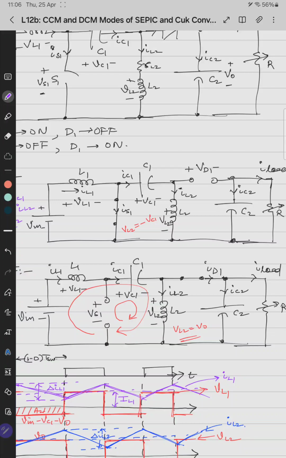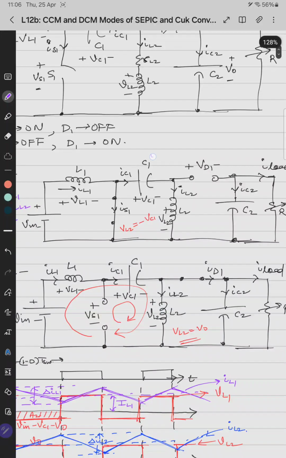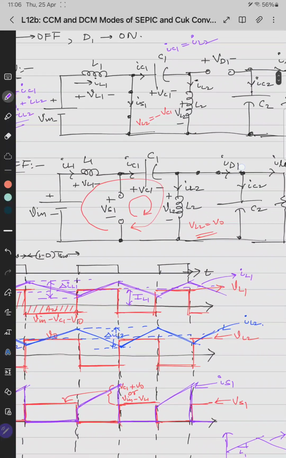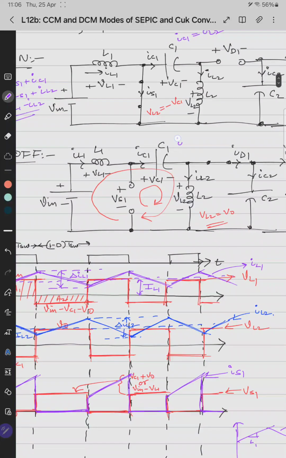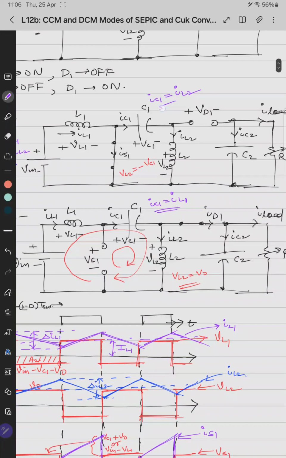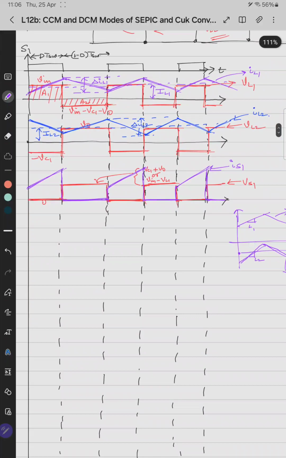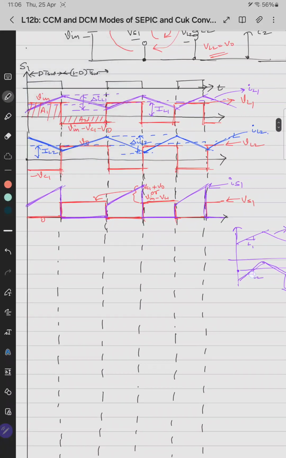First we'll see what is IC1. In the first case when the switch is on, IC1 equals IL2, and in the second case IC1 is IL1. It's clearly visible from this waveform that in the first case IC1 is IL2 and in the second case IC1 is IL1. So we just have to draw the waveform. We'll quickly draw the waveform of these things.